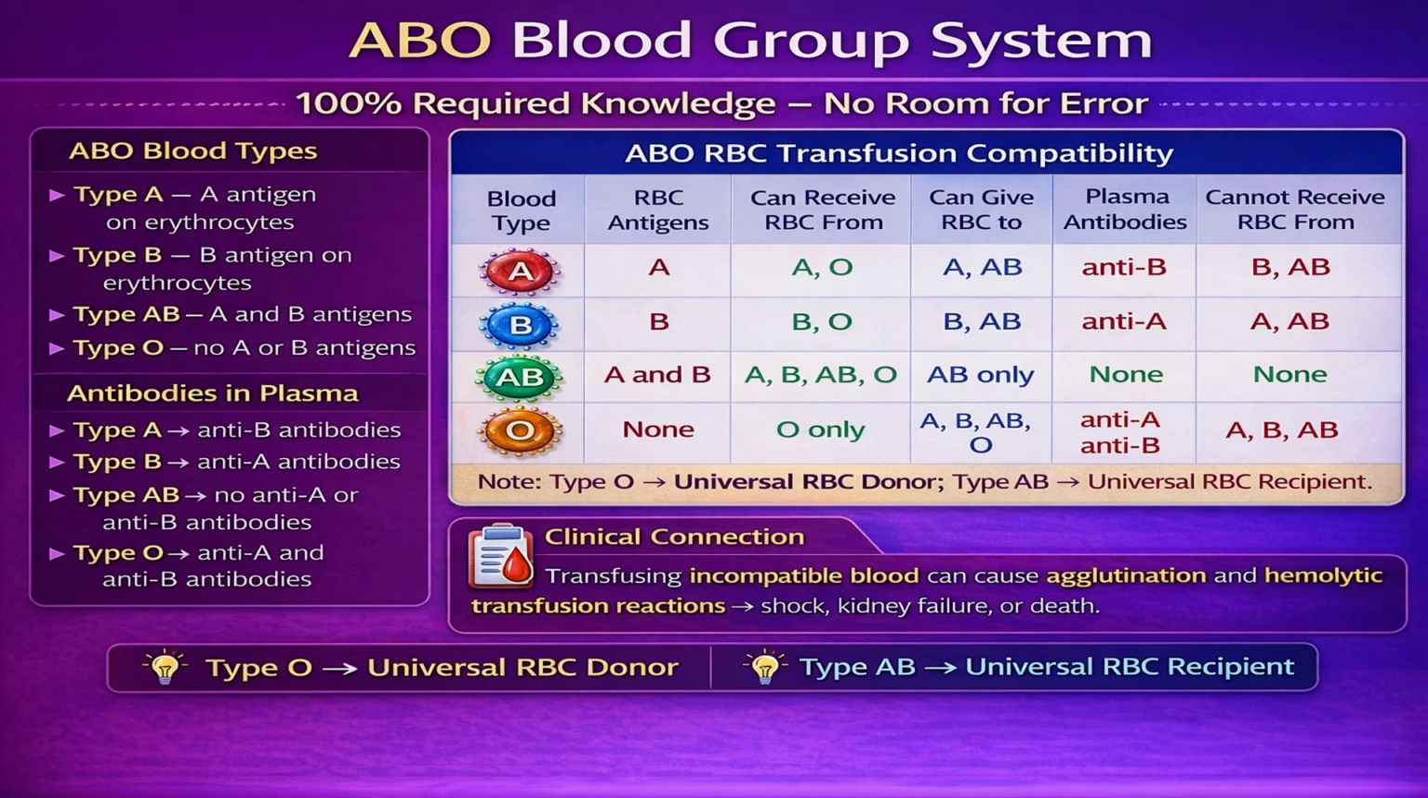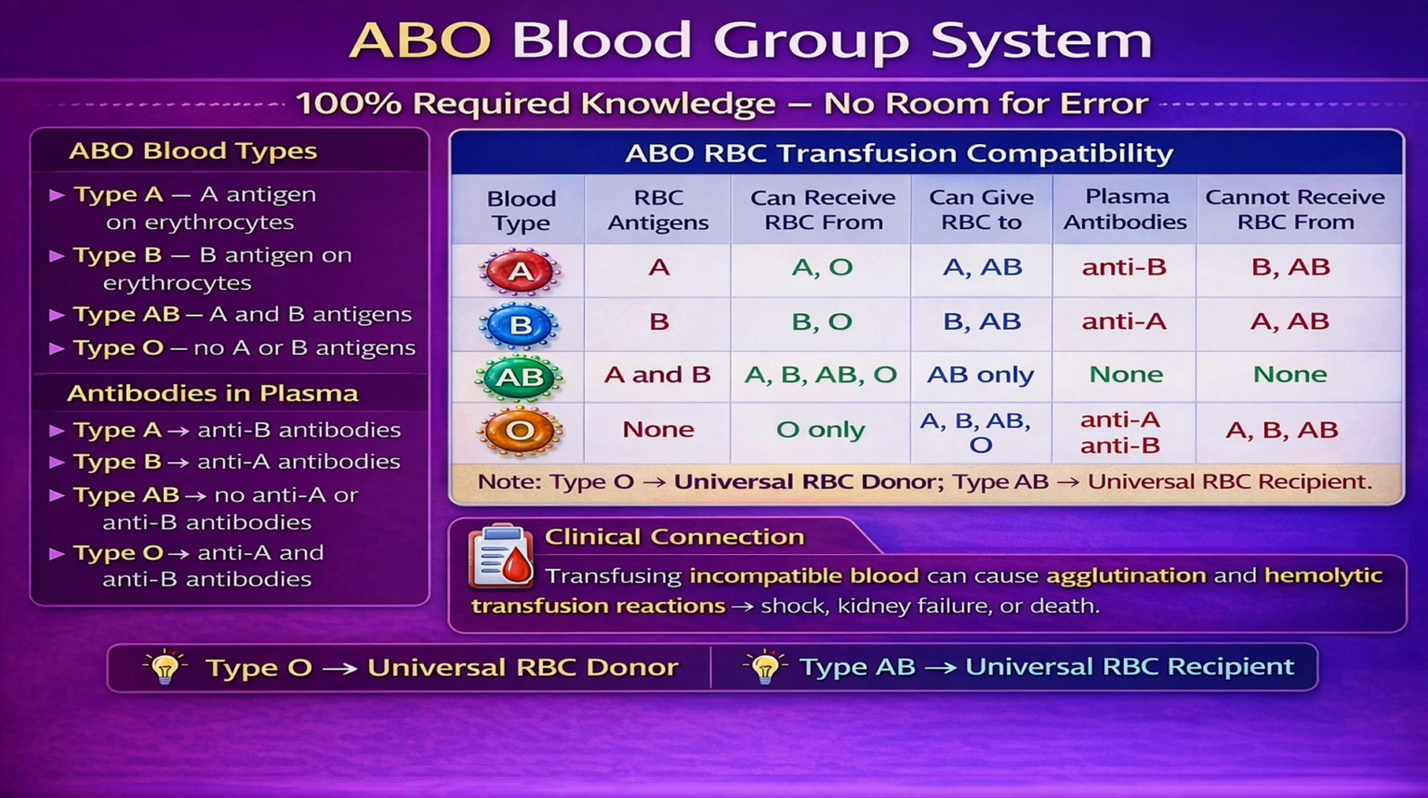failure, or even death. The compatibility table shown on this slide summarizes the critical relationships between blood type, antigens, antibodies, and transfusion compatibility. It identifies which blood types a patient can safely receive, which blood types they can donate, and which blood types must never be transfused due to antibody reactions.